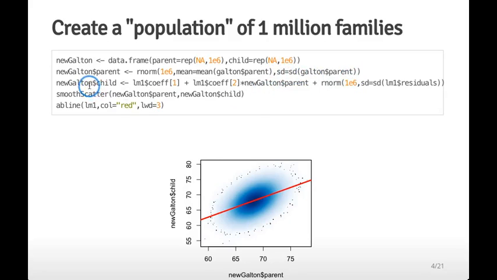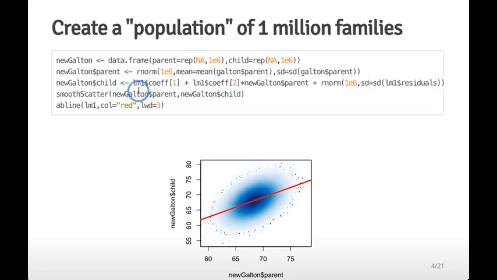And then we're going to generate child heights from the model that we fit on the Galton data. So we're just going to make up child's heights that have an intercept term equal to the intercept term in the Galton model, the first coefficient value, plus the second coefficient value, or the slope, times the parent value. And so we've generated the parent values with this line of code here, plus some noise or some error term, just like we saw in the equation when we were doing least squares, so that all the points don't lie exactly on the line.